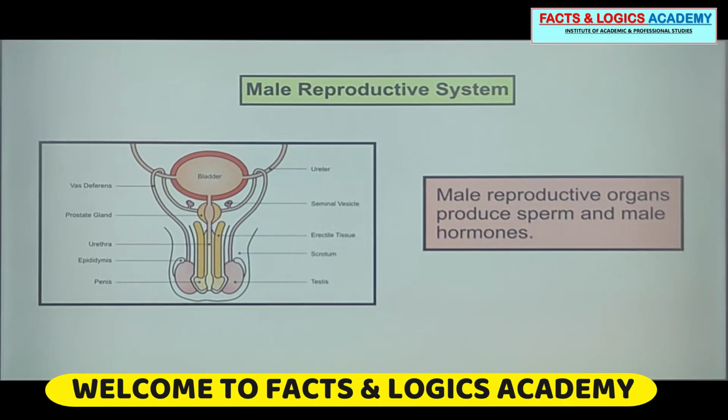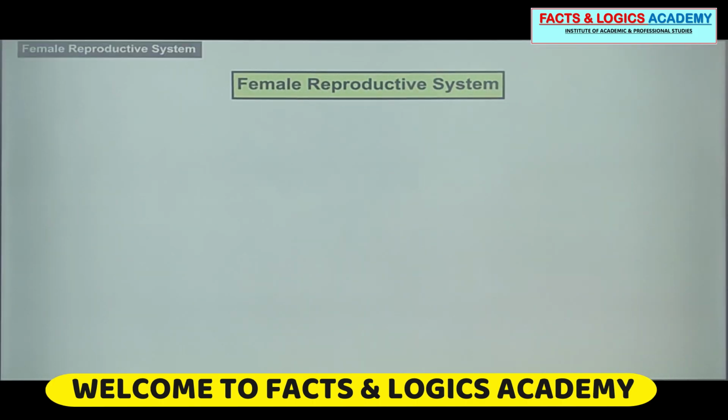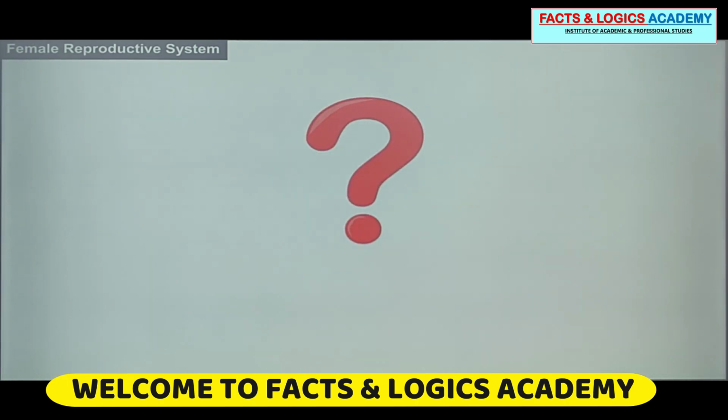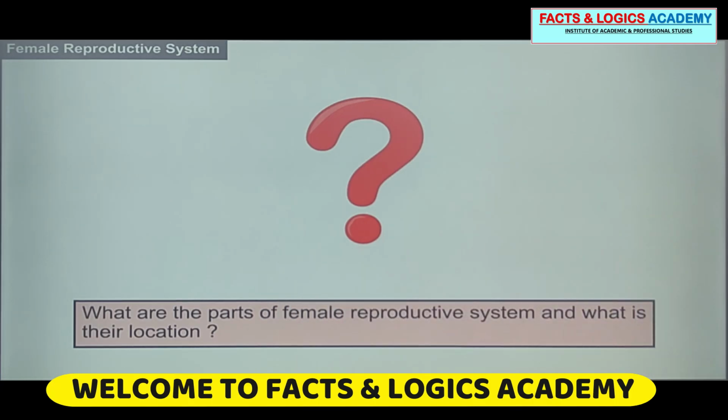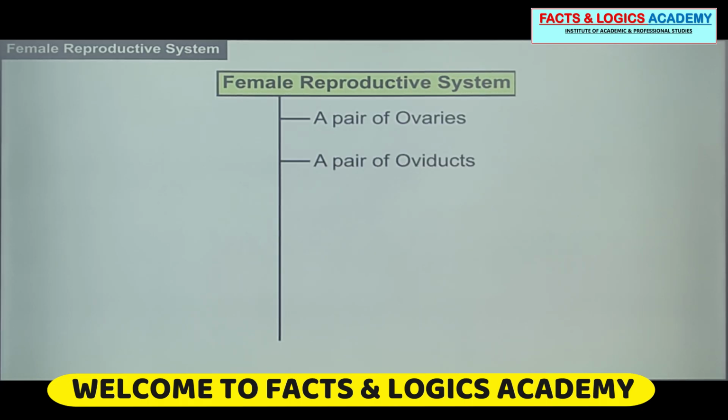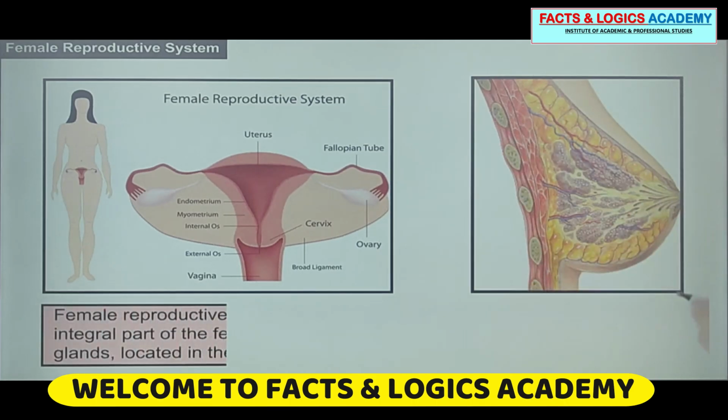So students, now we will get a detailed understanding of the female reproductive system. Well, the question here is, what are the parts of the female reproductive system and where are they located? The female reproductive system primarily consists of the following organs: a pair of ovaries, a pair of oviducts, uterus, cervix, vagina, and external genitalia. All of them are located in the pelvic region.